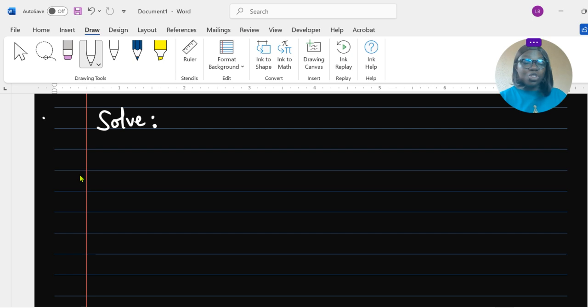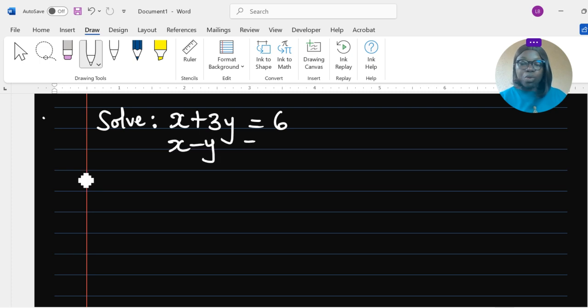Some of you must have solved this question before now, so this will serve as correction to the classwork that you were given. And if you haven't solved the question before now, congratulations, you're in this class to learn again. So solve x plus 3y equals 6, x minus y equals 2. The first equation is equation 1 and the second equation is equation 2.